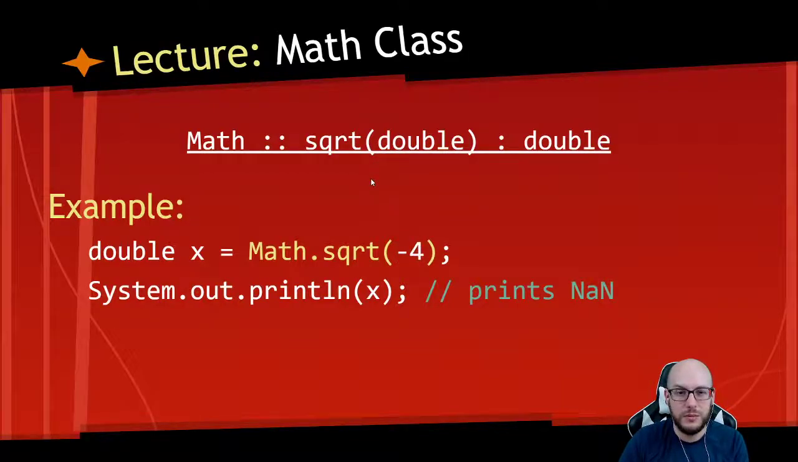Here's another example. We're still working with square root, SQRT. I'm passing in a negative 4. Interesting to note that you can't do the square root of negative numbers, or you get imaginary numbers, and we would print NaN in this case, which means not a number.